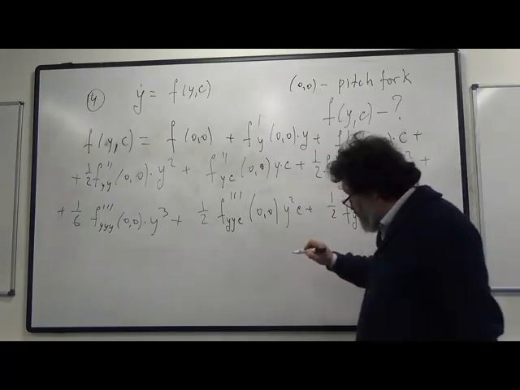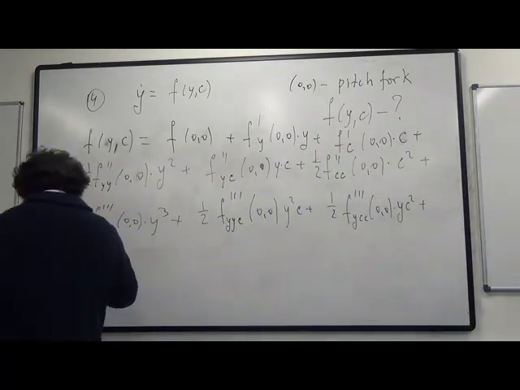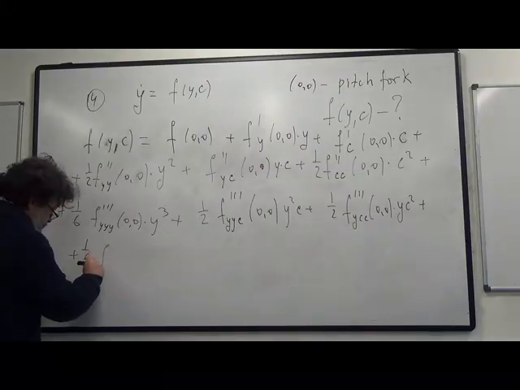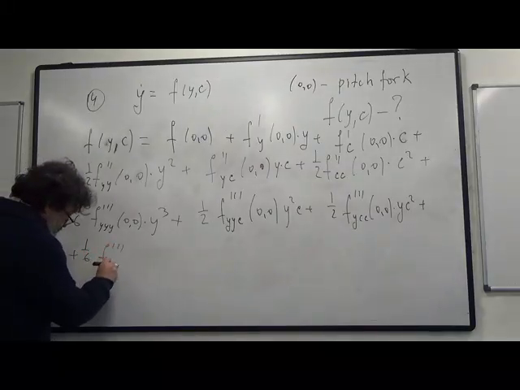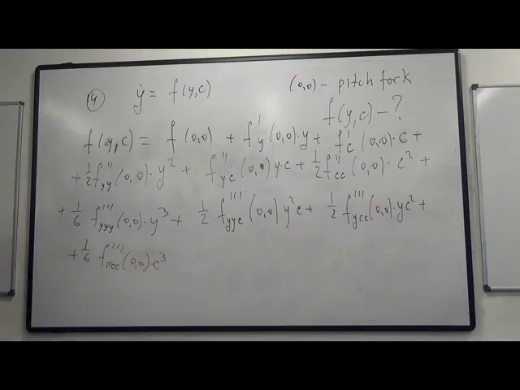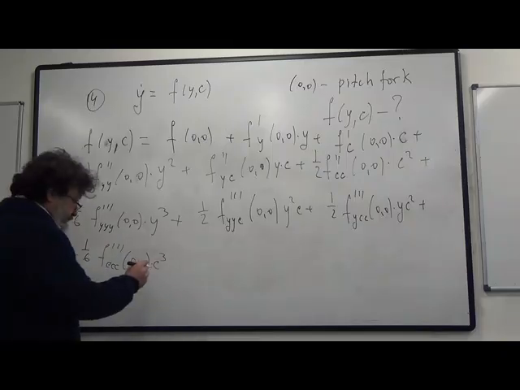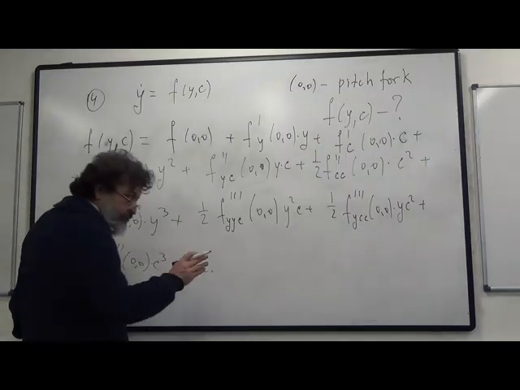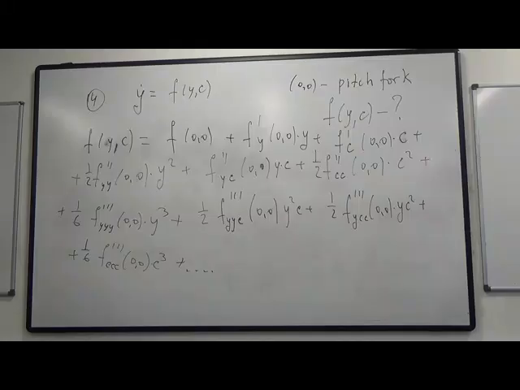Last term is 1/6 third derivative over c at 0, 0 times c cube. Okay? It is cubic approximation. There should be more terms, but we will not consider them. Let's stop at third order approximation. Now, all as it was before.